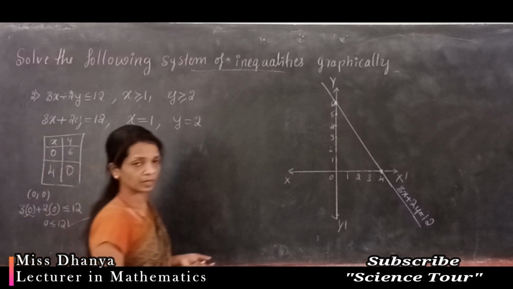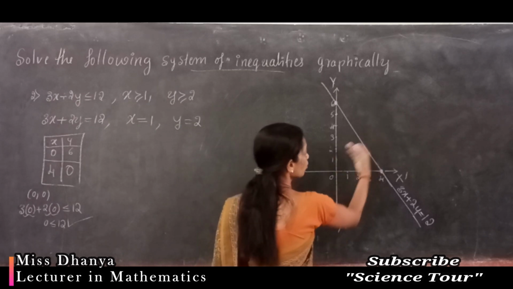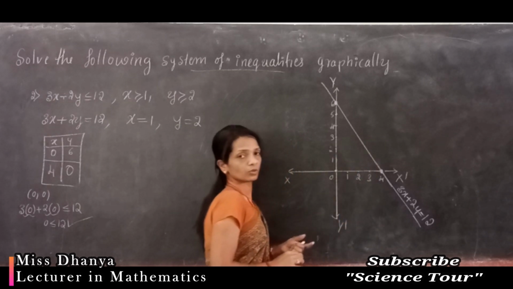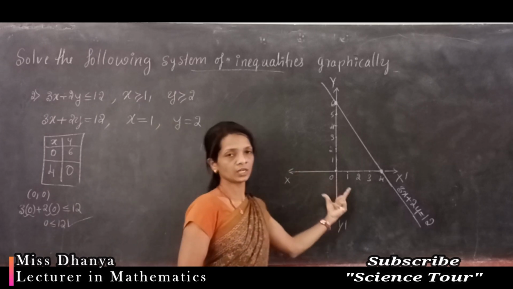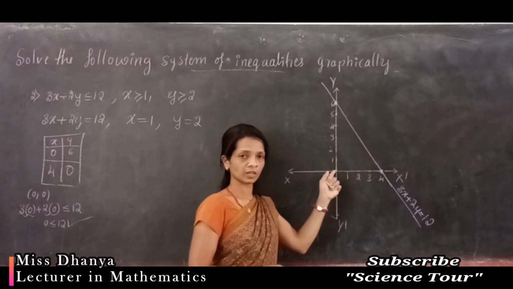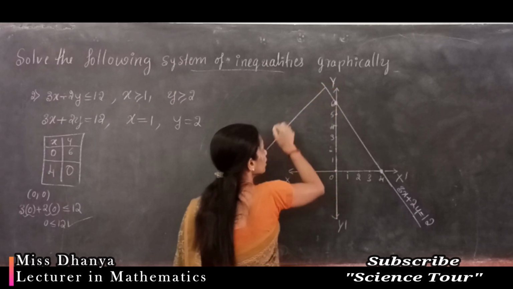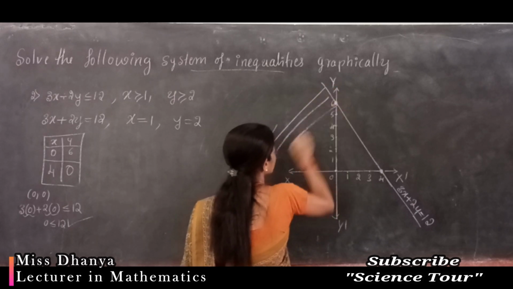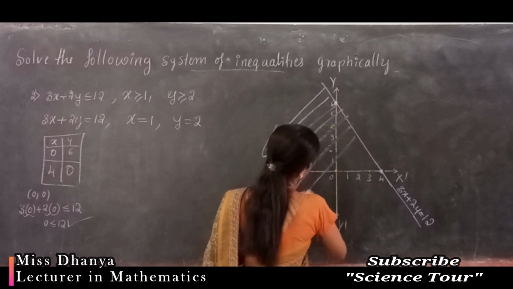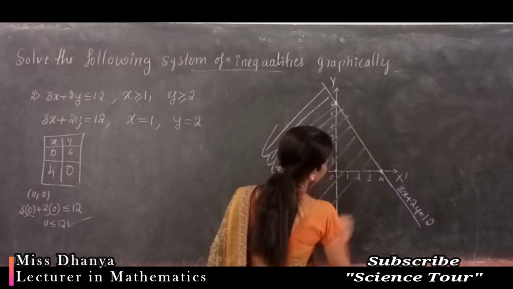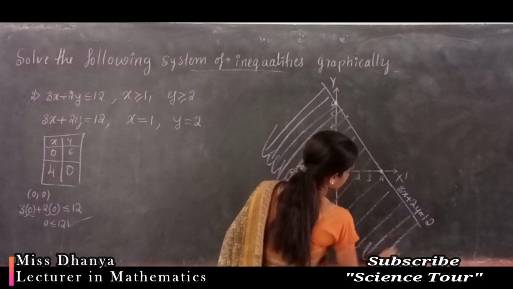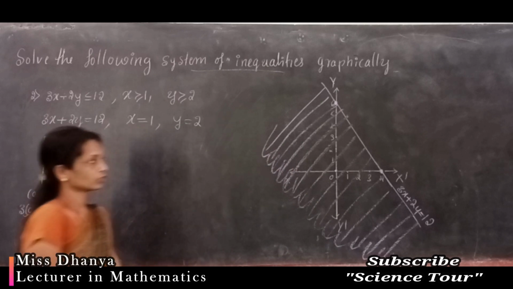Now which half plane is containing the checking point? See, the lower half plane; in that you can see the checking point. Since you got a correct inequality, you have to shade that region. That region containing the checking point means below the line you have to shade. So shade below the line 3x plus 2y is equal to 12. So one inequality solution is over.